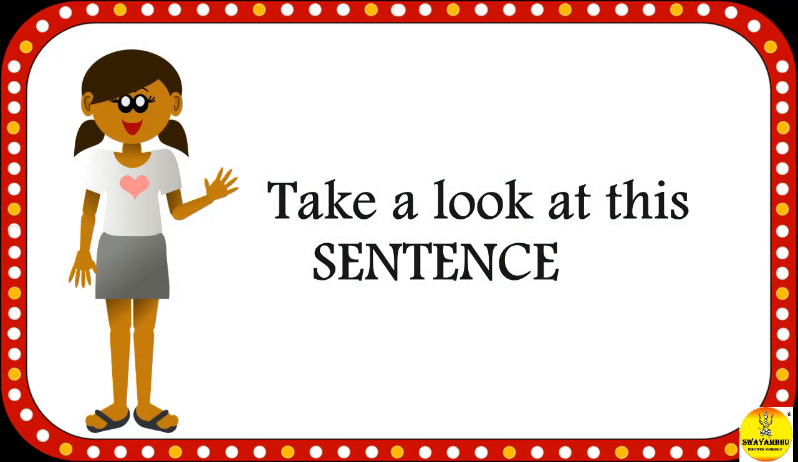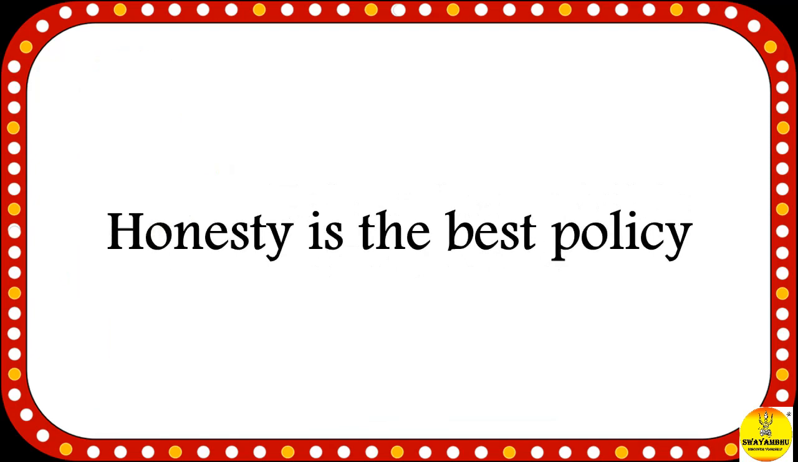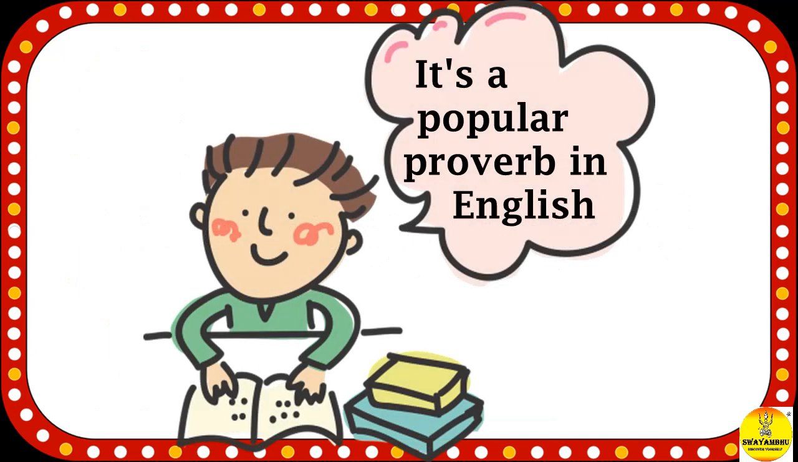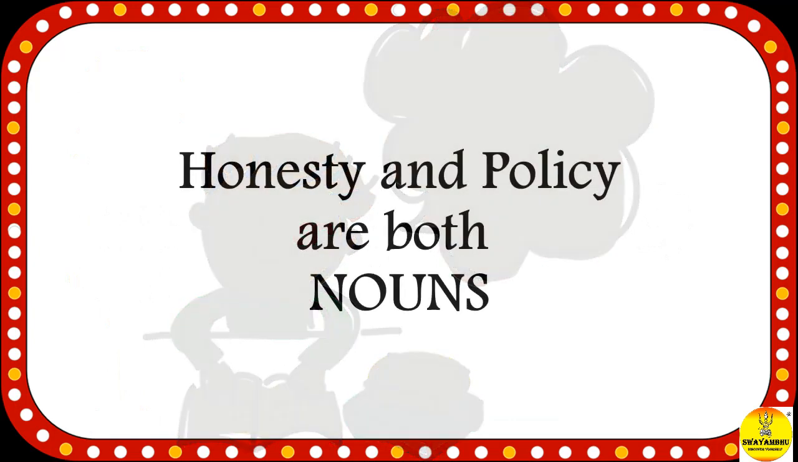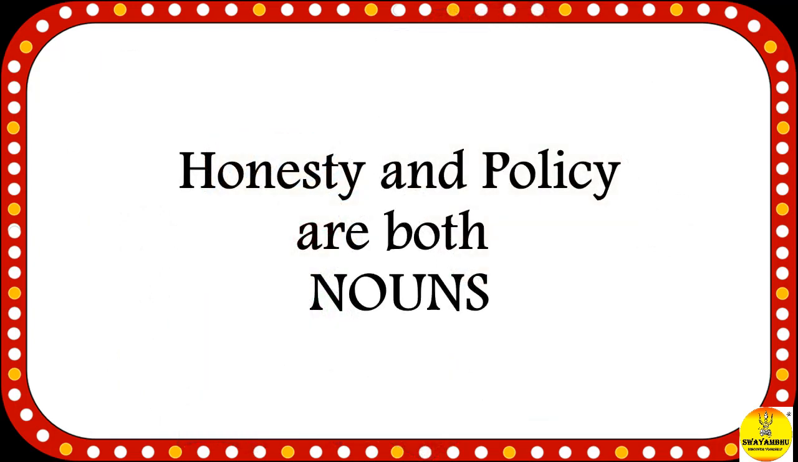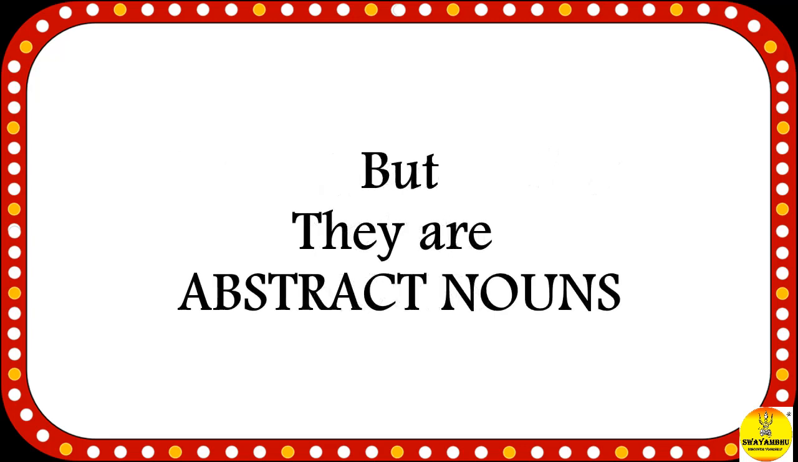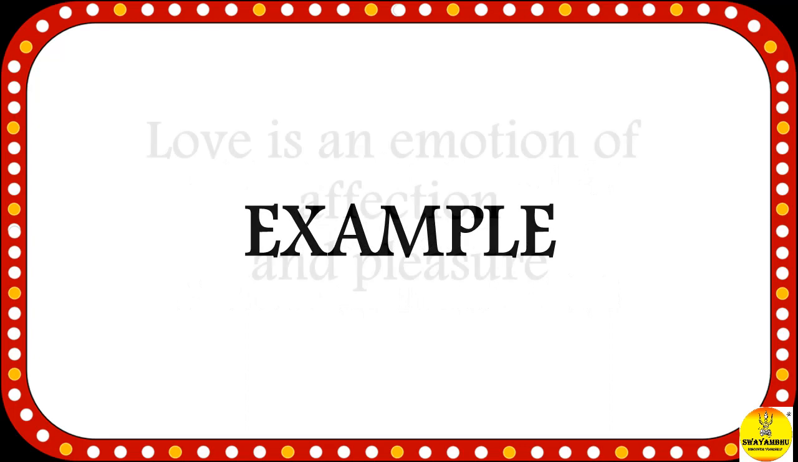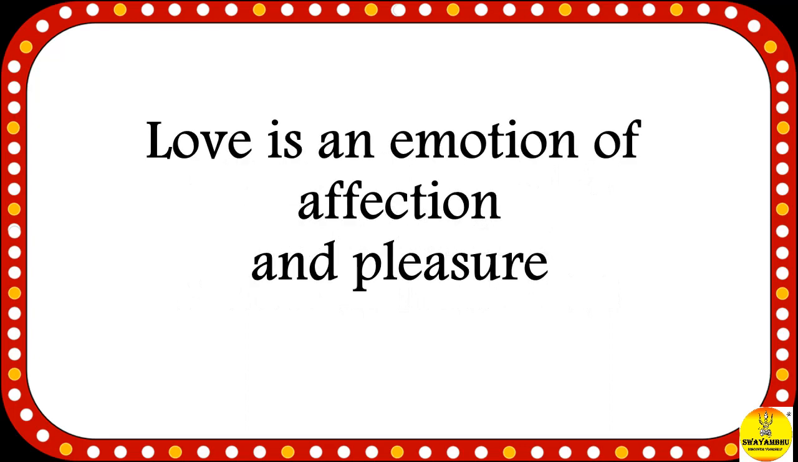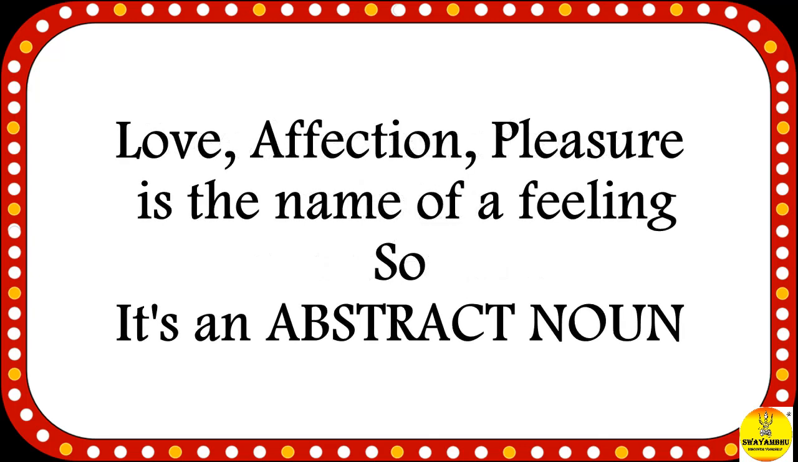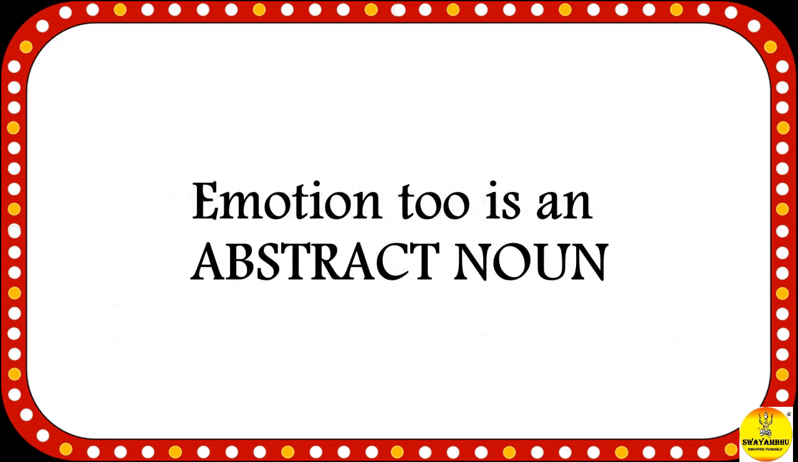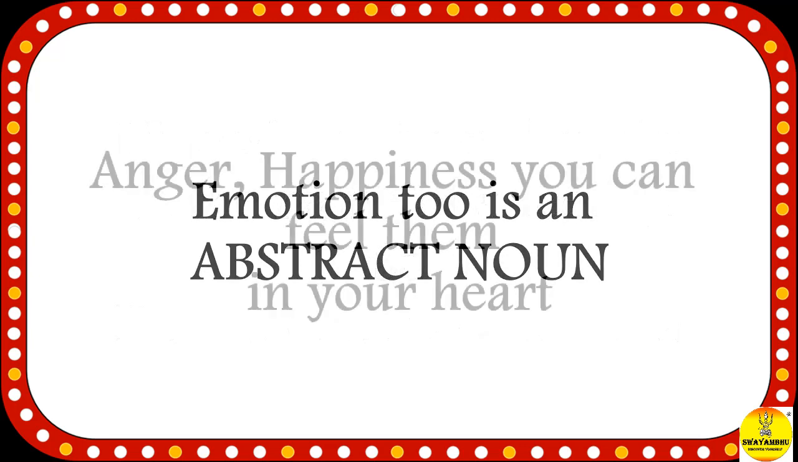Now, take a look at this sentence. Honesty is the best policy. It's a very popular proverb in English. In this, honesty and policy are both nouns, but they are abstract nouns. Take a look at this example. Love is an emotion of affection and pleasure. Love, affection, pleasure is the name of a feeling. So, it's an abstract noun. Emotion too is an abstract noun.